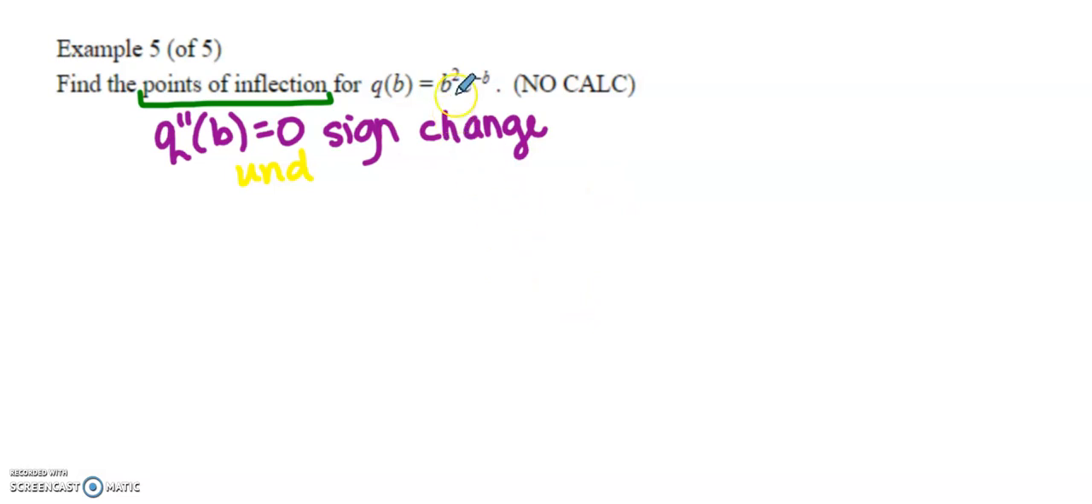Pause the video, try for yourself first, then come back and listen to my explanation. So again, take the first derivative, you'll need a product rule, clean up your result, then take the second derivative and set that equal to 0 or consider where it may be undefined. I'll see you back here in a few.